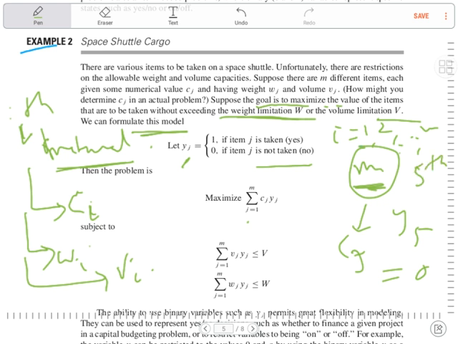Suppose y5 is 0, that means the fifth material is not carried, then definitely I will not consider c5 because it is not at all carried. Why should I consider the numerical value attached to it? Because we are trying to maximize the value of the items that are to be taken, not the items that are not to be taken. That's why I am considering this cj into yj. If y5 is 0, then c5 will not be there. Suppose that there are 6 items total, so c1 plus c2 plus c3 plus c4 plus c6 will be there. c5 is not there, like that.